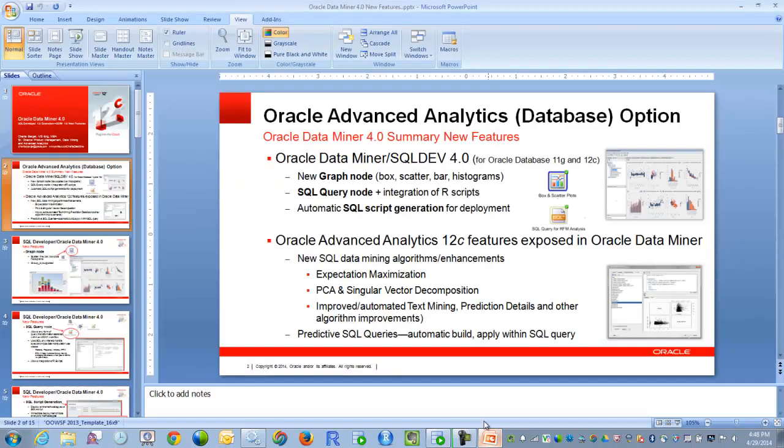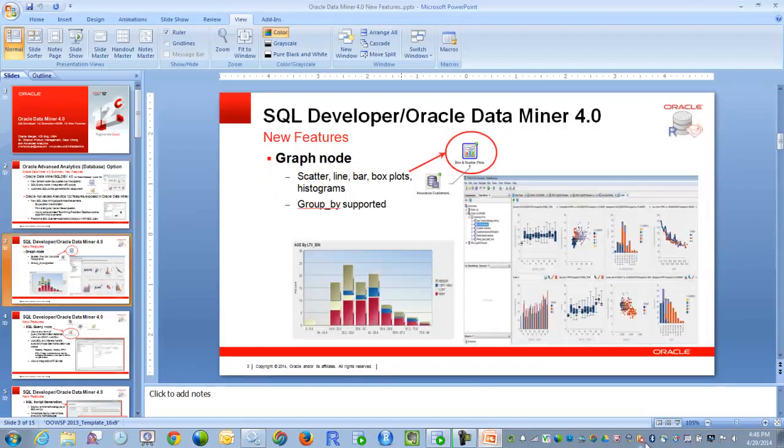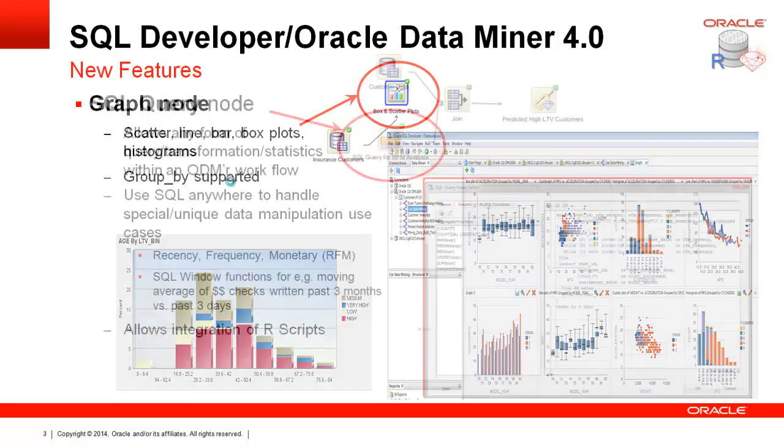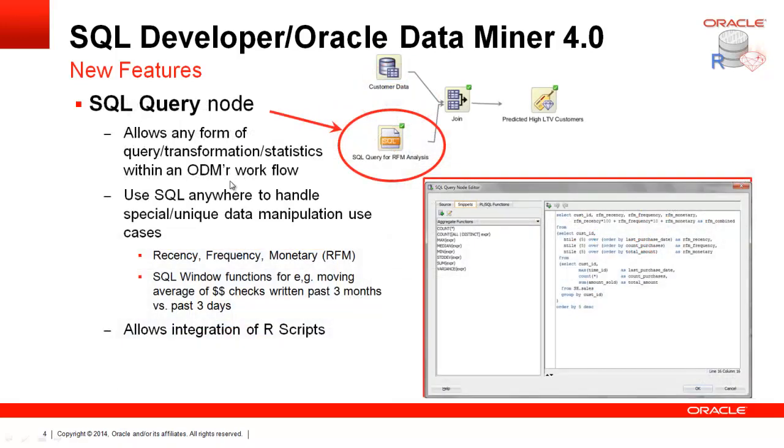I want to go back and summarize some of this in just a few slides, just to sort of reinforce this and explain it one more time. So the new graph node adds scatter, line, box, and bar charts. It supports a group by. The new SQL query node allows me to add in any form of arbitrary SQL scripts. I can also integrate with R scripts.